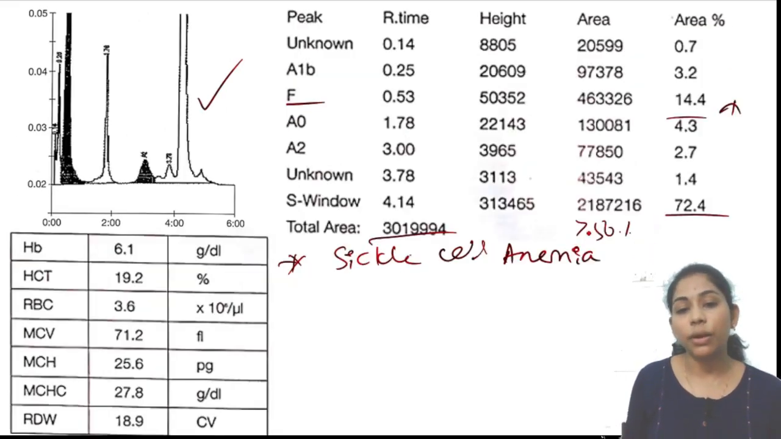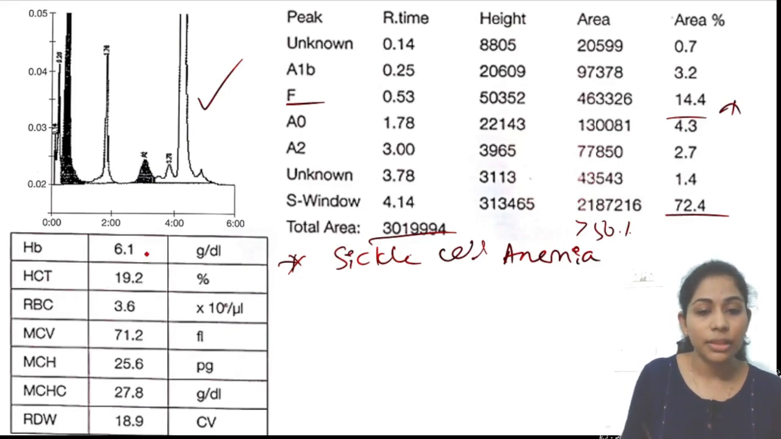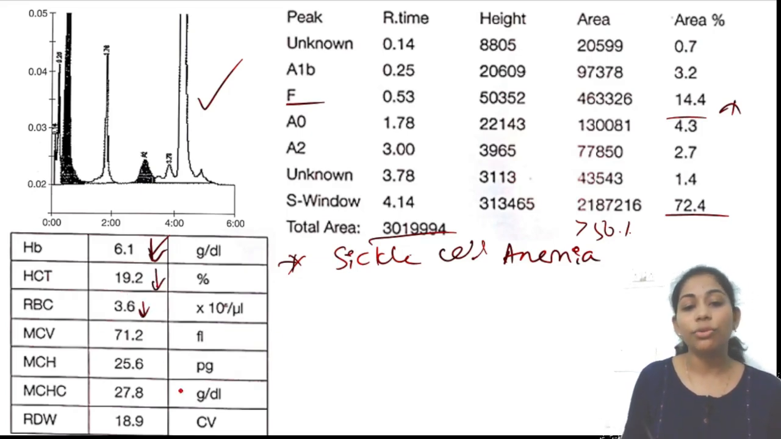And if you see the previous one, can you see here? Now you made the mistake here again: just seeing the HBS window and F, directly we said sickle cell anemia. We didn't see the CBC. See the CBC here. Severe anemia is there, right? Hemoglobin very much reduced, hematocrit is reduced, RBC is reduced. So now we can clearly say it is sickle cell anemia.